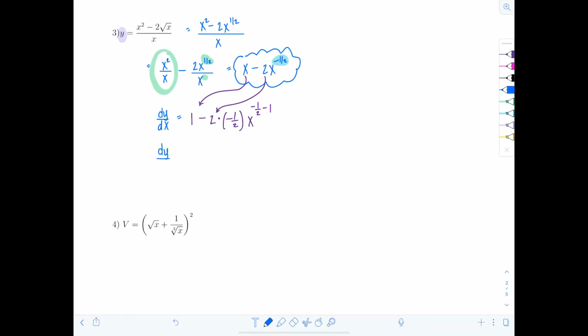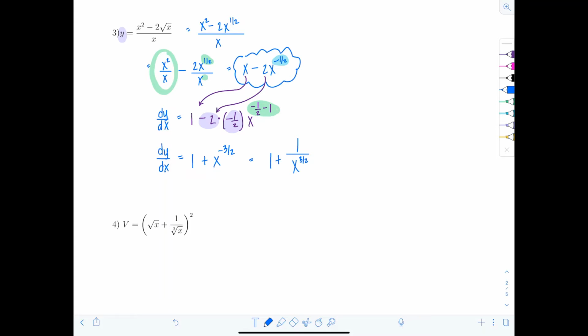Okay, cleanup time. So dy dx equals, just bring down the 1, and then negative 2 times negative 1/2, if I multiply that, that's going to be positive 1. And then I have x, what's the new exponent going to be? Negative 1/2 minus 1, that's negative 3/2. Okay, and then we can clean this up a little bit if you want to write it as 1 plus 1 over x to the 3/2.